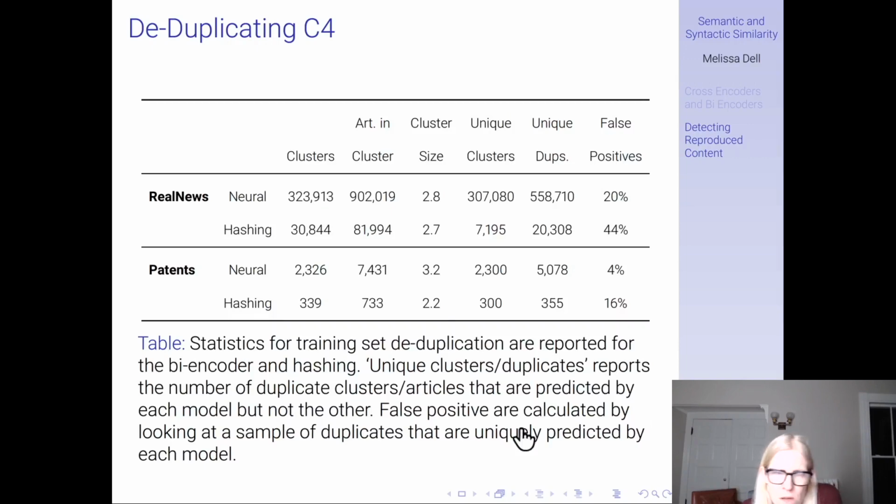Okay, and so this is breaking things down into real news and patents, and you can see how many clusters of duplicates we find in the first column, and you can see that the neural methods are finding a lot more noisy duplicates than hashing, which is requiring exact 13-gram overlap.